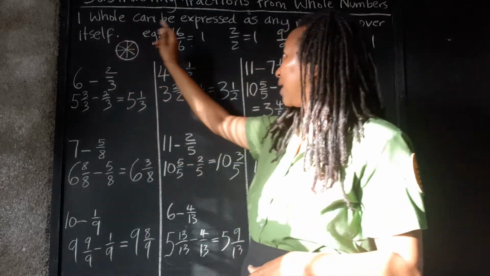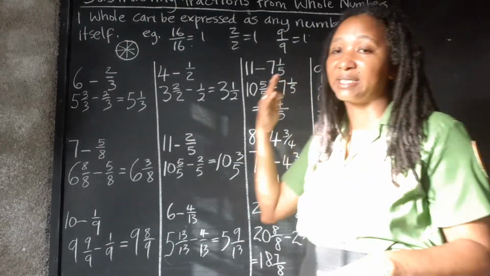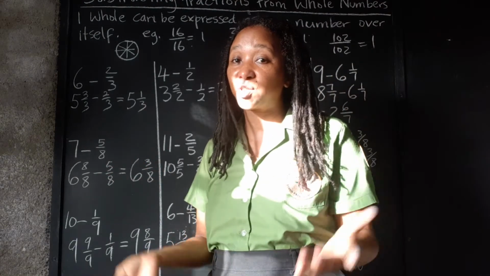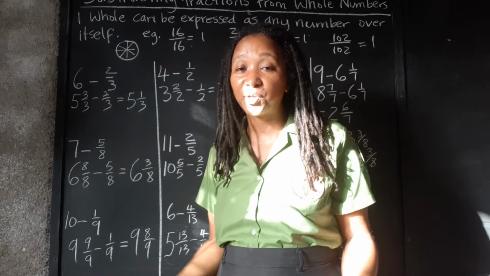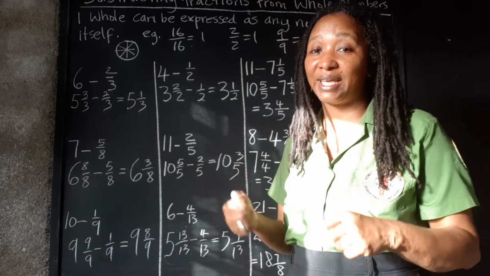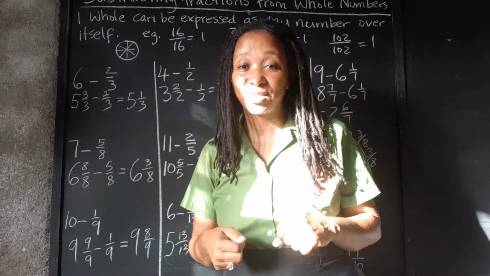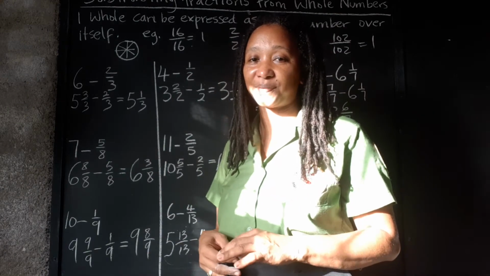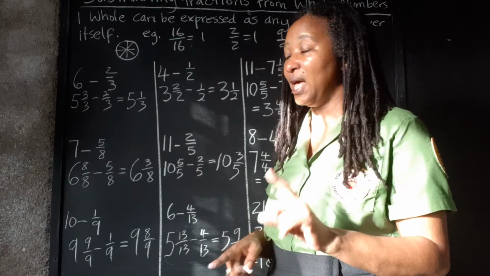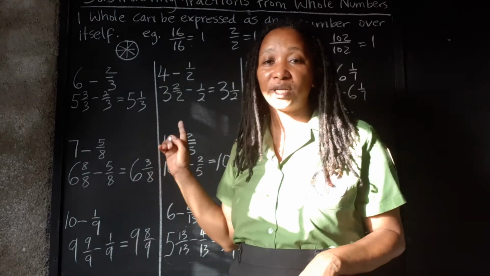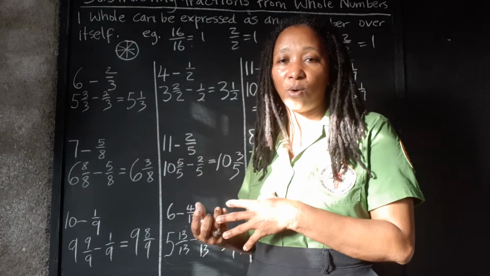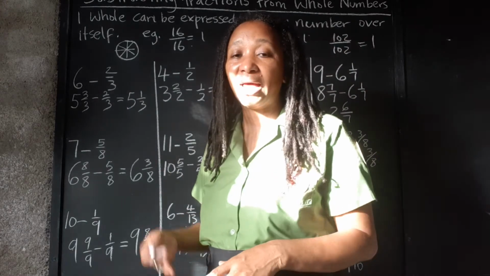Remember, one whole can be expressed as any number over itself. 16 over 16, 2.5 over 2.5 actually is 1. 50 over 50 gives 1. 200 over 200. You get the idea. I've been drilling that into you for the past 13 minutes. So you should know by now, any number over itself gives 1 whole. And that's the principle that we use when we're subtracting a fraction from a whole. We pull 1 from the whole and express it as a fraction. And then we go ahead.